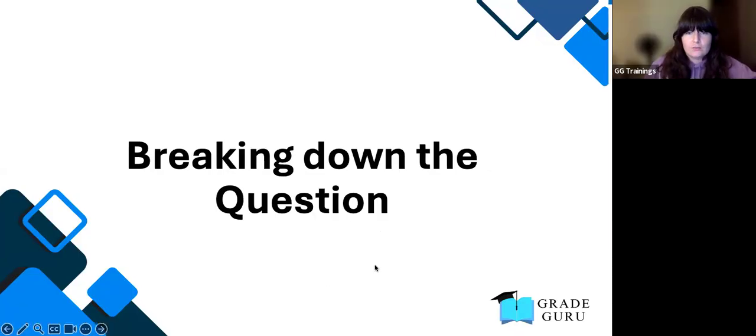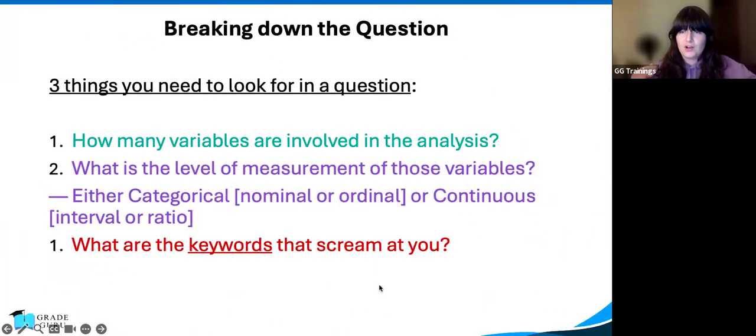These are the 3 things you always have to identify when you're reading a question. How many variables are involved in the analysis? What's the level of measurement of those variables? It doesn't matter if it's nominal or ordinal, I want you to think of, is it categorical or is it continuous? Because that's how you make your decision. And the final thing is, what are the keywords that scream at you in the question? Like I said before, language is not used accidentally or unintentionally. They use language very intentionally in this course.